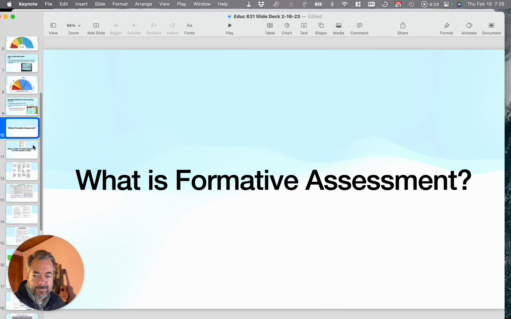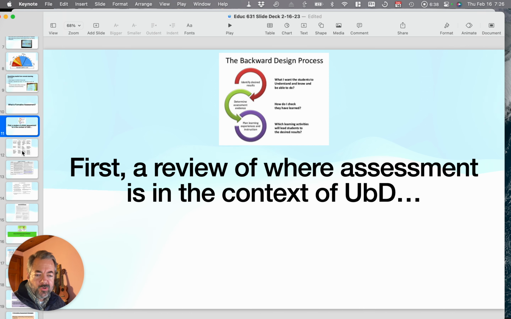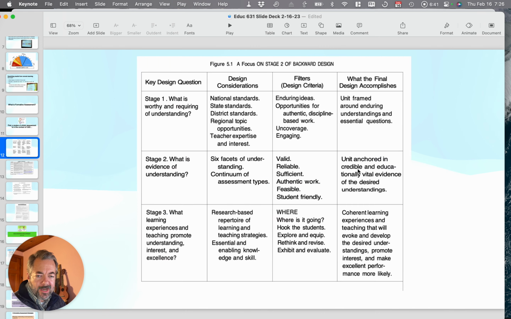Okay, let's get into formative assessment a little bit, just as an introduction. We will spend the month doing that wonderful area. First, a quick review on where assessment lies within the context of understanding by design. This is something you might want to look at in more detail, but stage one, as we remember, is pretty much the curriculum piece. It's what do we want kids to know and be able to do? Or as the authors Grant and Jay might say, what is worthy and requiring of student understanding. That's stage one. Then when you're done with stage one, you don't even look at assessment yet.